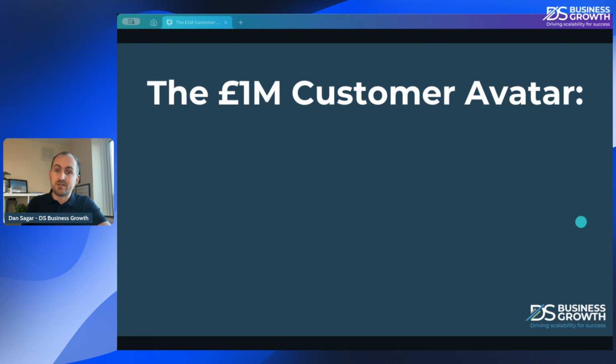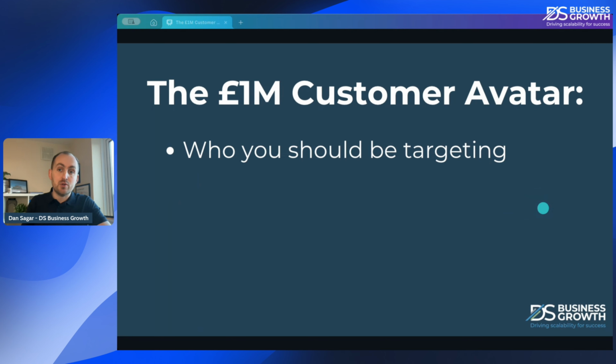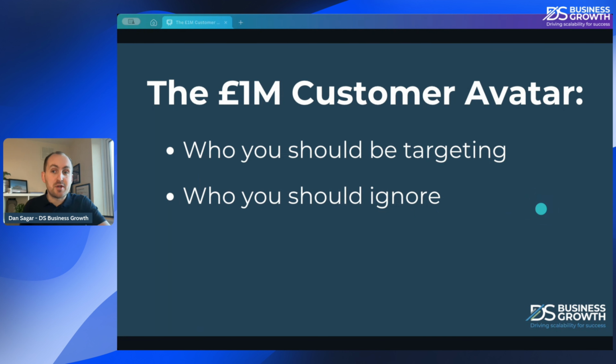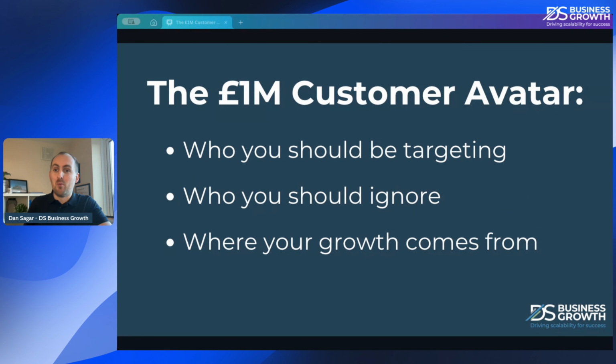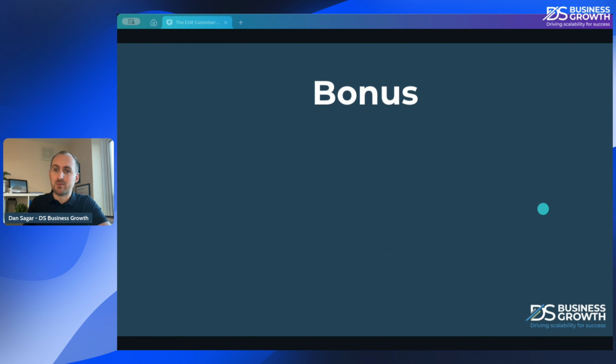And essentially, it's going to help you nail down who you should be targeting, okay? Who are the perfect customers for you, as I said. Who you should ignore, okay, on the opposite side of that, who is not a good client for you, and where your growth really does come from in your business, and how to identify that. And then we've got a little bonus as well. This is the pyramid framework.